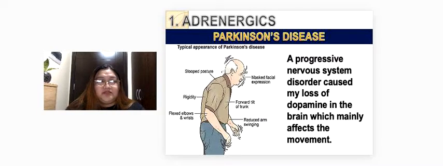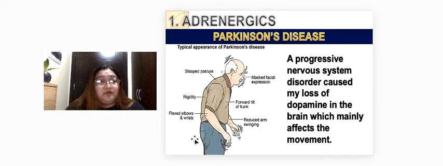So, if you see here the picture of a man with Parkinson's disease, basically, movement problems siya. There's a movie, yung Love and Other Drugs by Anne Hathaway and Jake Gyllenhaal. Anne Hathaway is developing early symptoms of Parkinson's disease, such as tremors, as the early symptoms of Parkinson's disease.